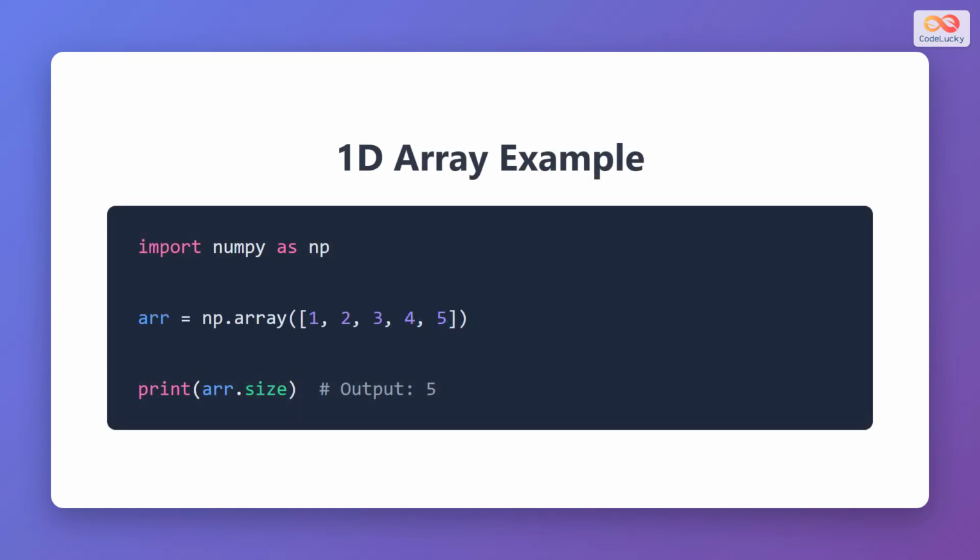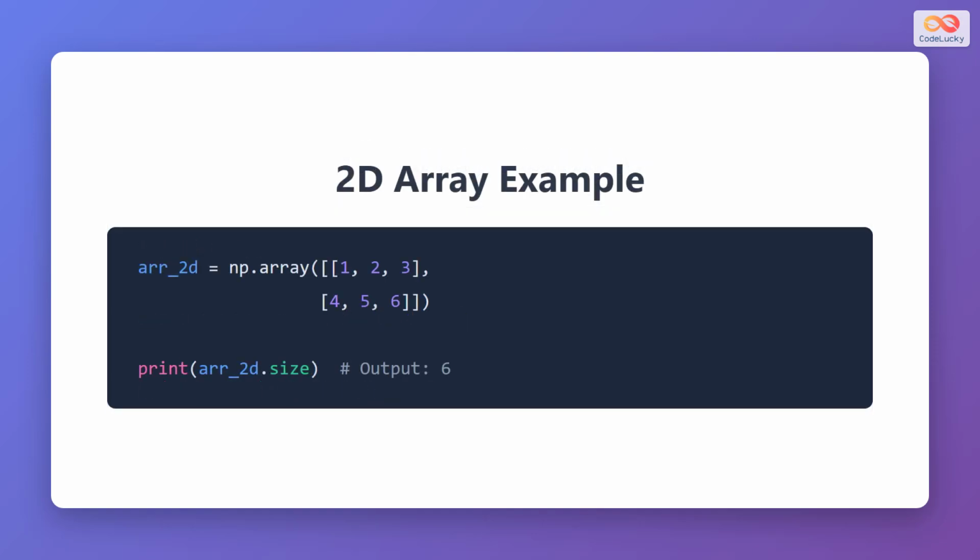Let's start with a one-dimensional array example. First, we import NumPy as np, then we create an array called arr containing 5 elements, 1, 2, 3, 4, and 5. When we print arr.size, it returns 5 because there are 5 elements in this array.